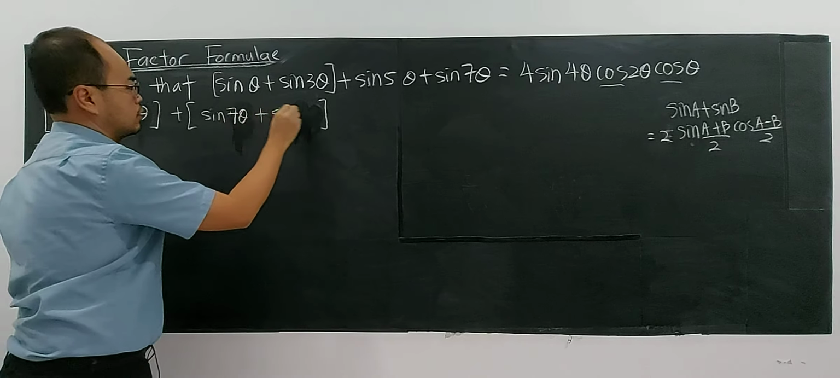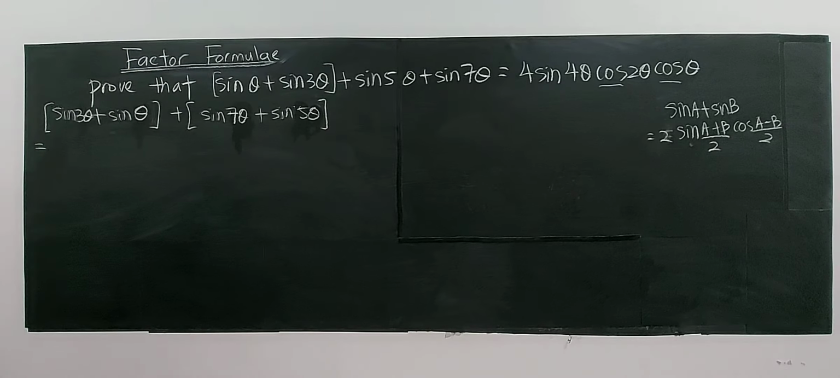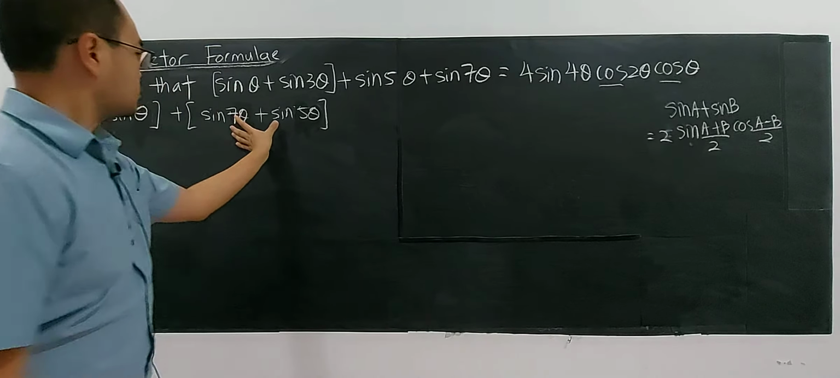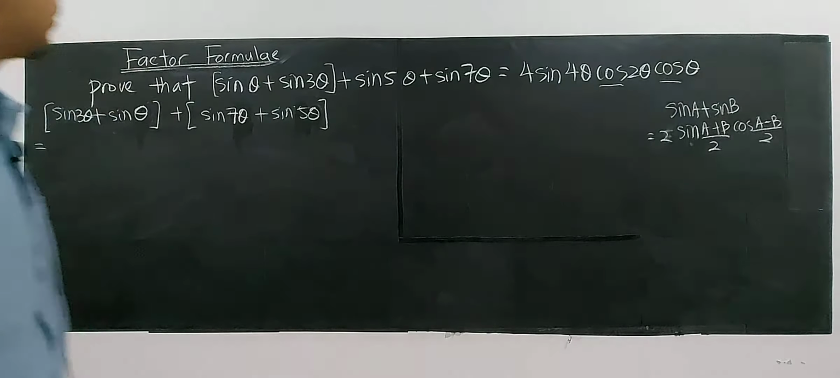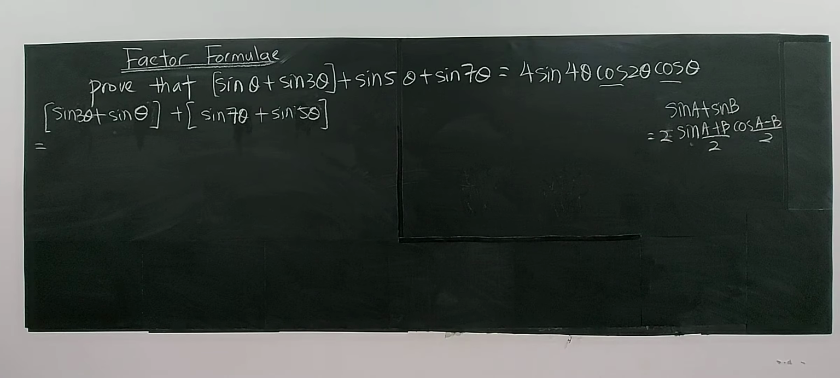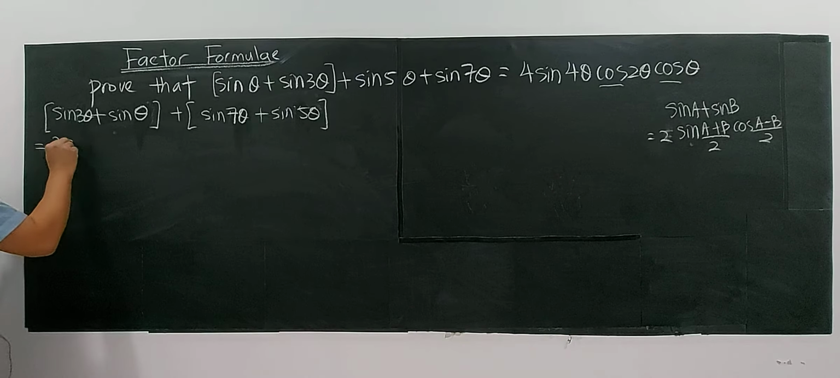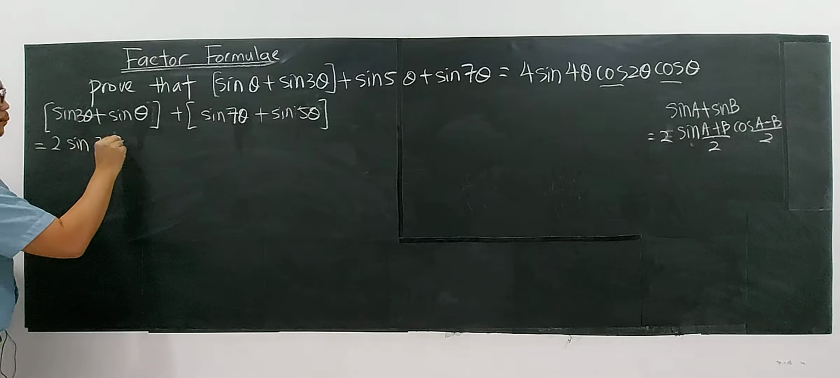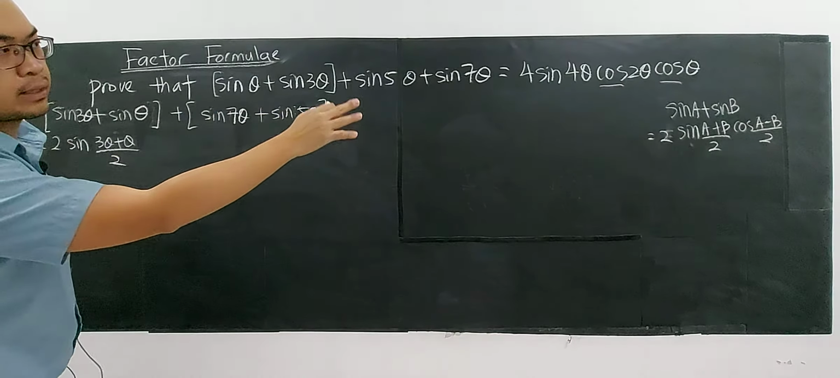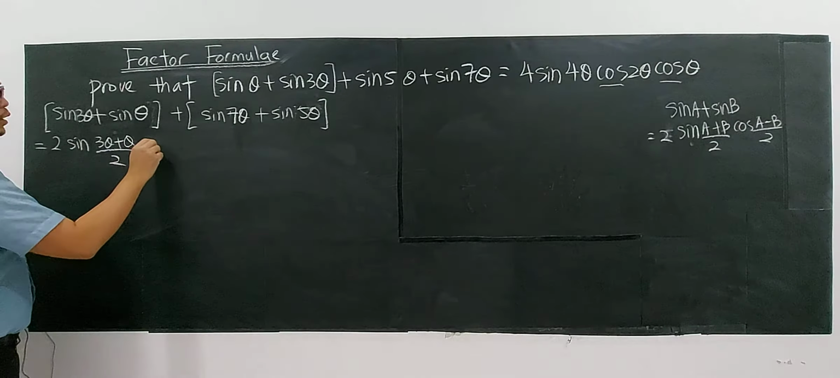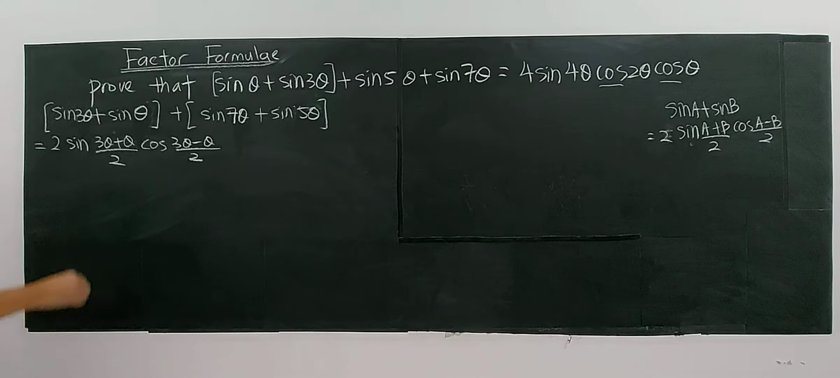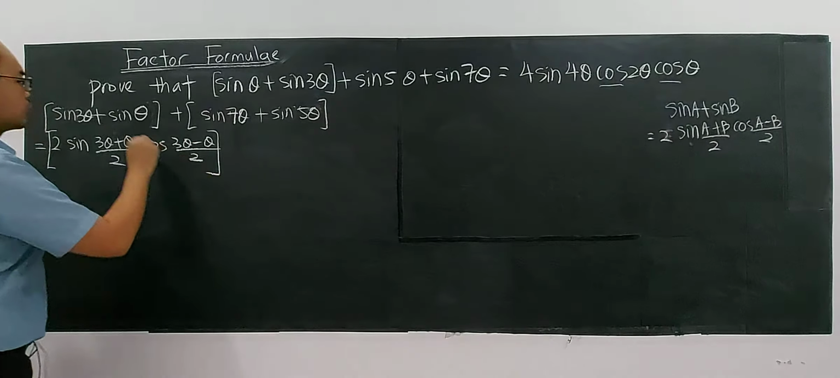So I write it as sine 7 theta plus sine 5 theta. I just interchange these two, so it's the same. When I apply the formula, sine A plus sine B, it will be 2 sine (3 theta plus theta) over 2, that is, A plus B over 2, and cos (3 theta minus theta) over 2. Sine A plus sine B is 2 sine A plus B over 2 cos A minus B over 2. Okay, so I apply the factor formula for this.